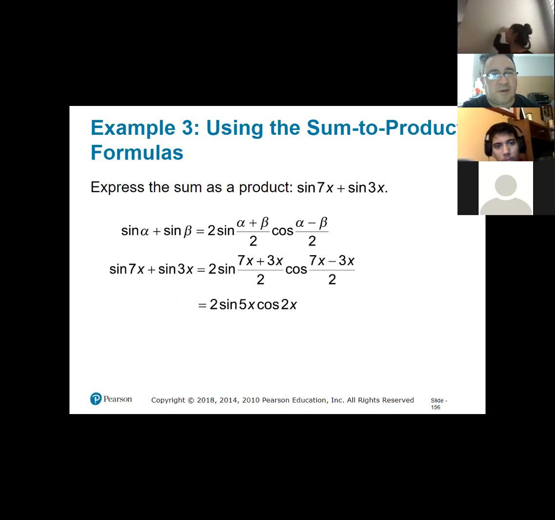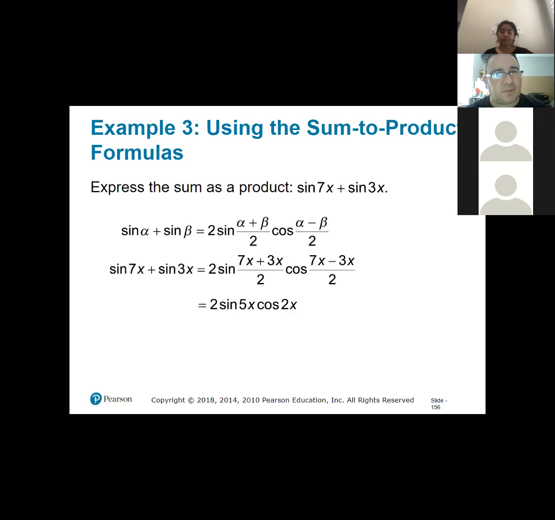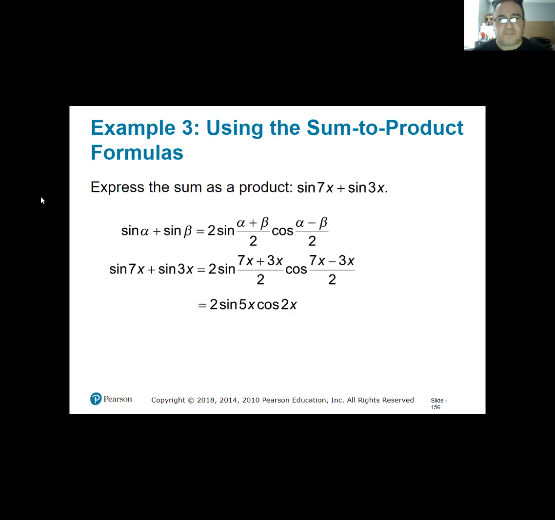Does this seem difficult? Not really. It's just new formulas, right? Everybody good with this one? We move on. You good, Martin? Yes. All right, here we go.